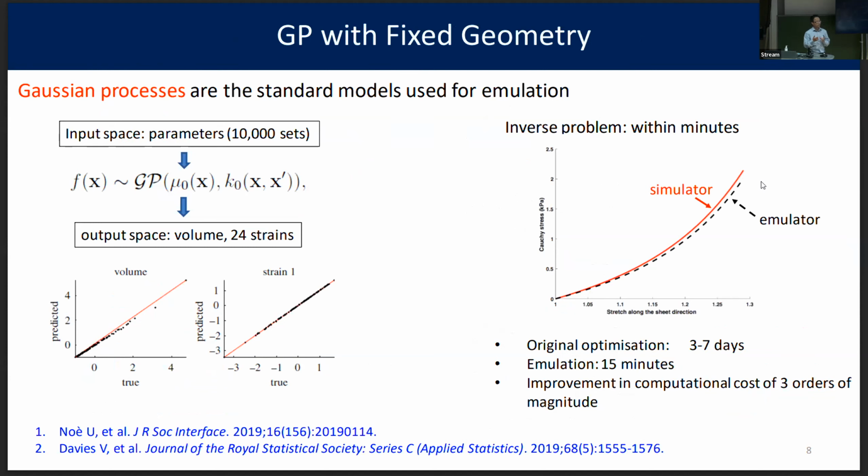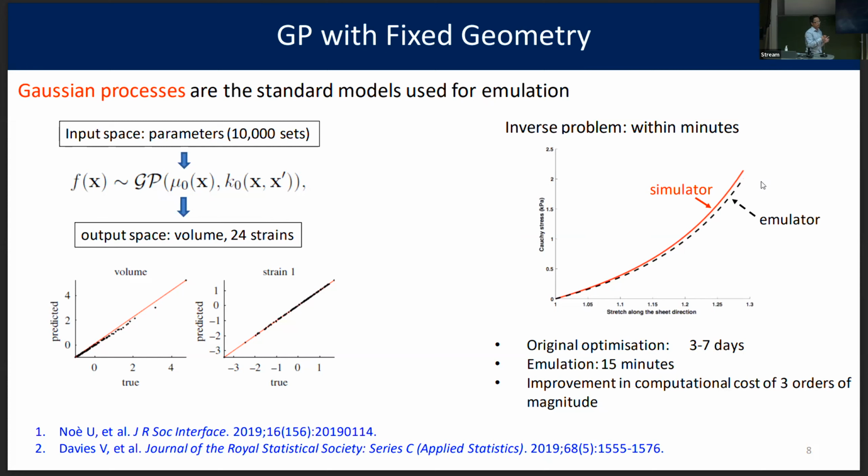This is one example we did before, a Gaussian process with fixed geometry, so it is only applied to one patient. The Gaussian process is one of the standard models in emulation. We need the input space; here with a fixed geometry we only vary the constitutive parameters, the material parameters. We use 10,000 simulation data and train a Gaussian process. The output space is the volume and the strain, where the strain is how the heart contracts. You see the results: the predictions for the volume and the strain are quite good, and the prediction accuracy is very good.